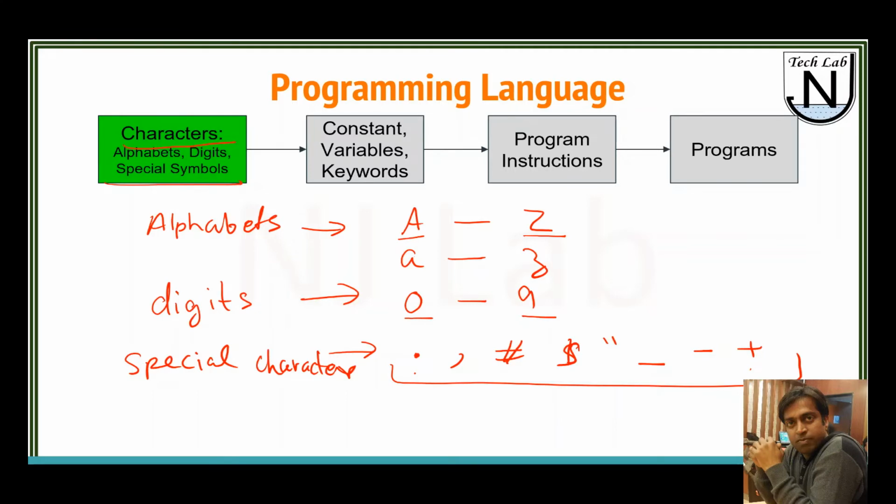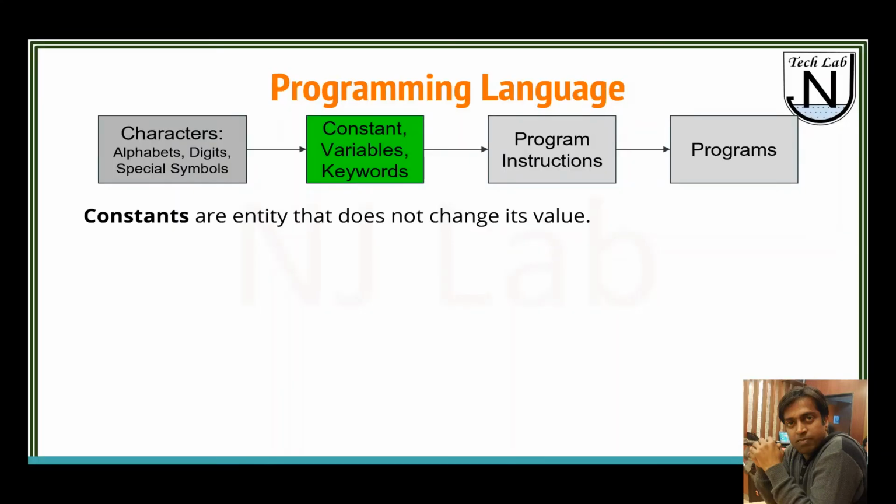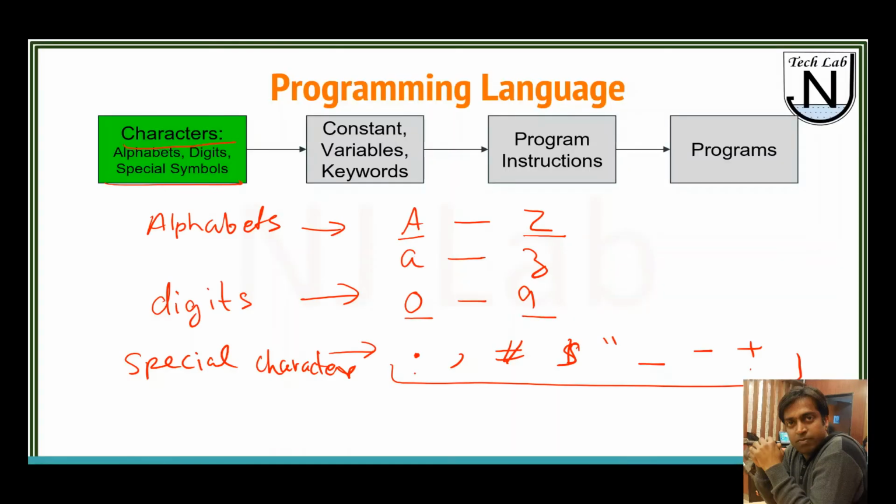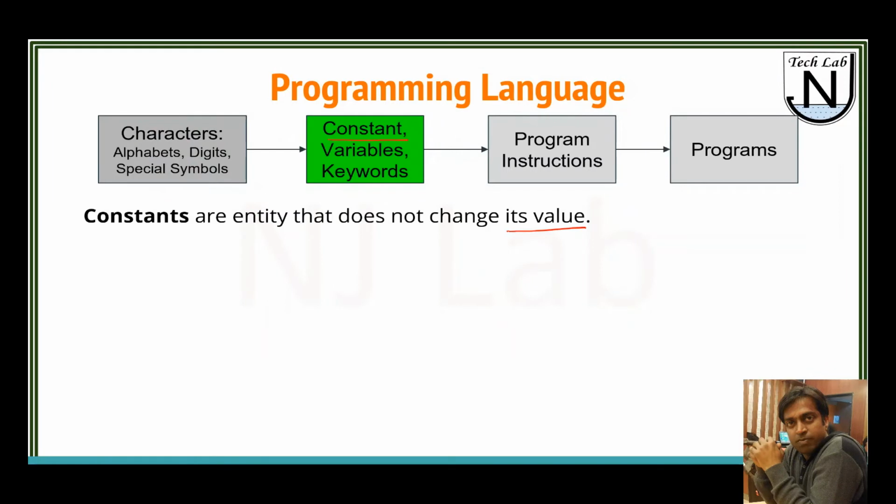Now coming to the constants. As the word indicates, something is constant, its value is not going to change, right? Over here the value will remain constant. We have discussed that all these are the possible characters. Now suppose there is a number 56. The quantity 56 remains the same. Whenever someone says 56, the meaning of 56 remains the same.